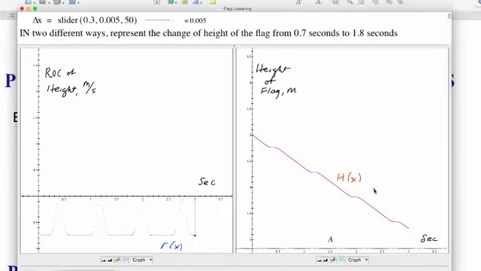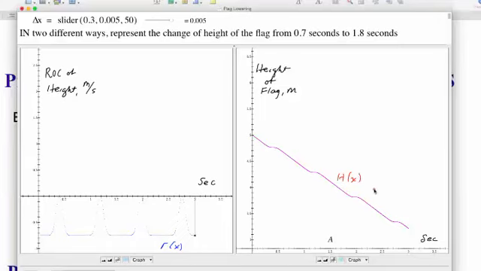So using the rate function, represent the change in height of the flag from 0.7 seconds to 1.8 seconds. An exact change of height. Okay? So we have to use what we've talked about so far in class.